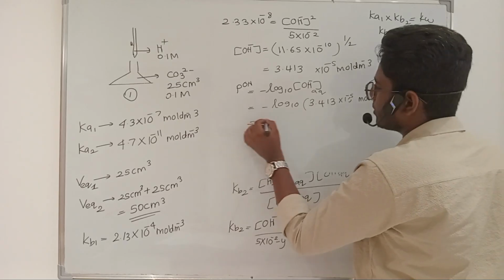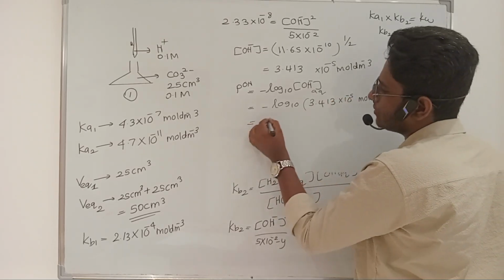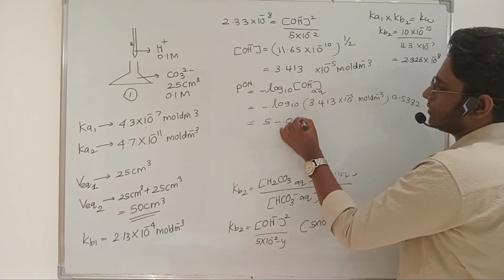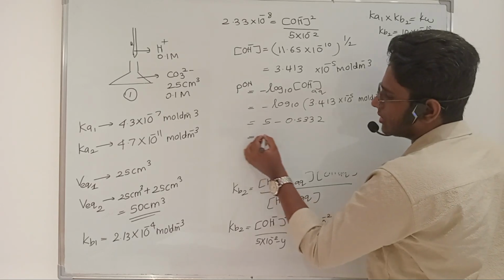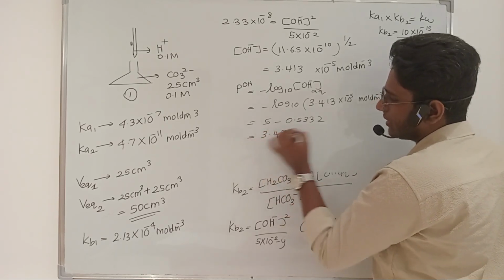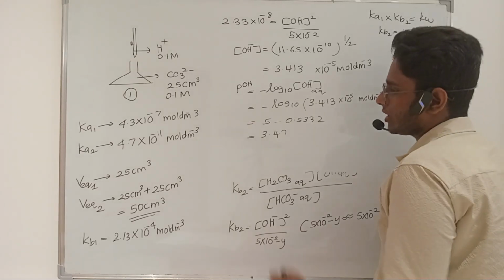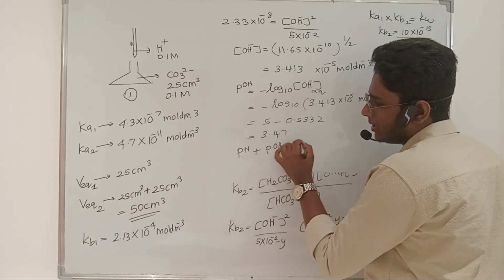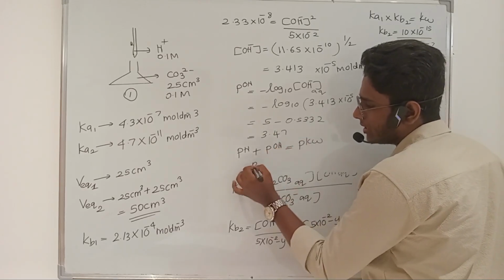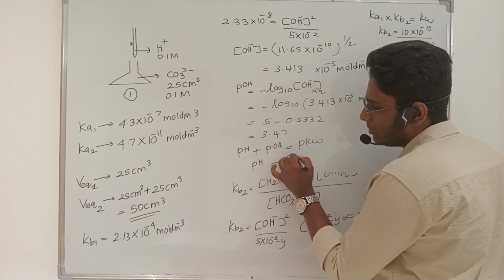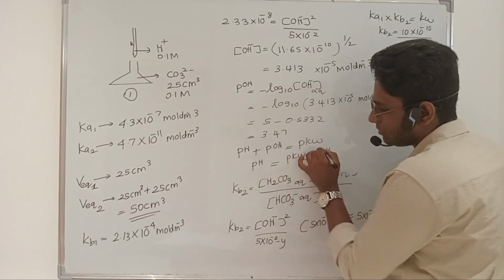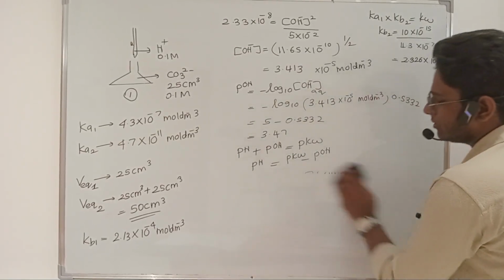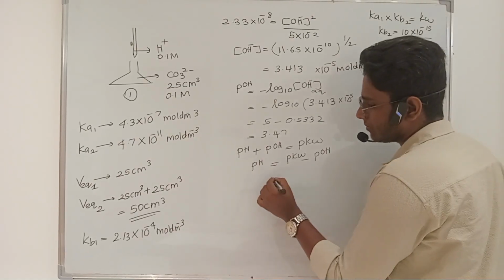So how can I find it? From 5, I reduce the log value of 3.413, that is 0.5332. How much is it? 3.47, right? Approximately. So pH I know. How can I find pH? We know that pH plus pOH is equal to pKw, right? So I can find pH. pH is gonna be pKw minus pOH. pKw we know is 14.